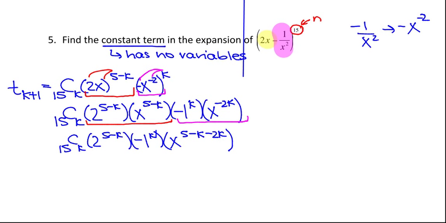So this exponent right here, in order to cancel out and in order for me to end up with a constant term, has to equal 0. So 15 minus 3k has to equal 0 in order for me to end up with a constant term. I need this to be x to the 0 because then it's 1 and I'm left with numbers.